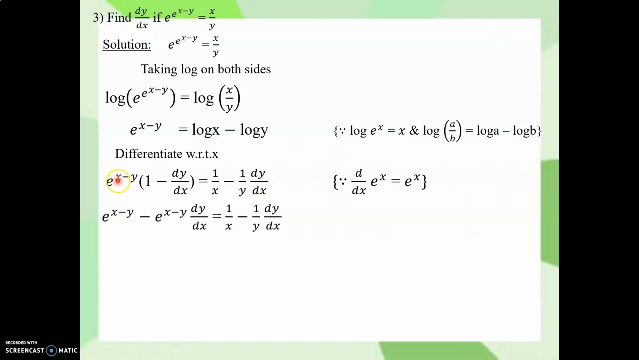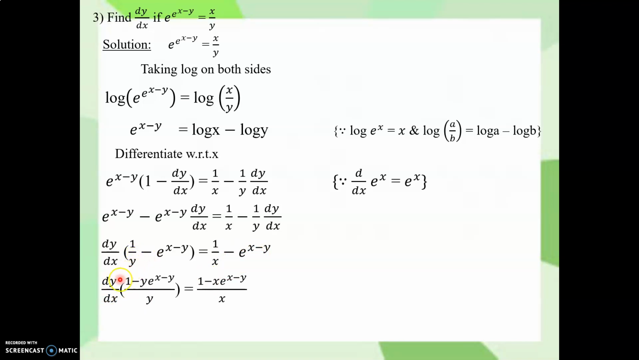In the next step, we will expand this. So e raised to x minus y minus e raised to x minus y into dy upon dx is equal to 1 upon x minus 1 upon y dy upon dx. Now we'll take the dy upon dx terms into the left hand side, that is dy upon dx into this term will come to the left hand side, so it will become positive. So 1 upon y minus e raised to x minus y is equal to 1 upon x minus this term will come to the right hand side, so it will become minus of e raised to x minus y.